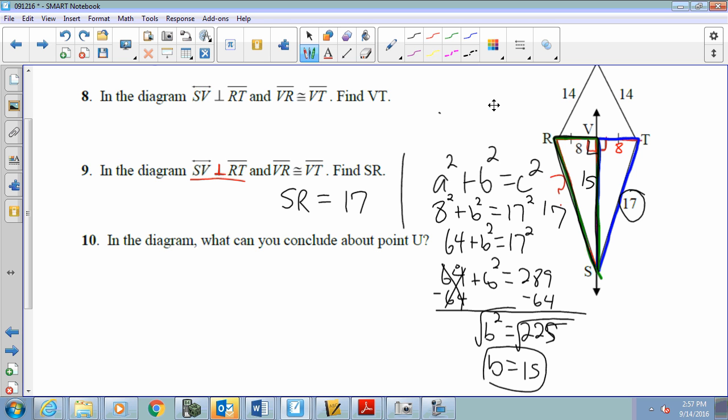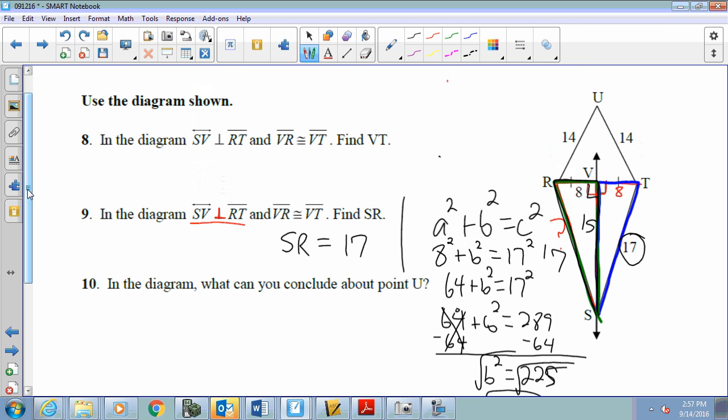All right. Now also, looking at number 10, it says, what can we conclude about point U? Well, if I continue, that must be on the perpendicular bisector because of the fact that these are congruent. So sides RU and TU are congruent. U must be a point on the perpendicular bisector. So it must be a point on the perpendicular bisector.